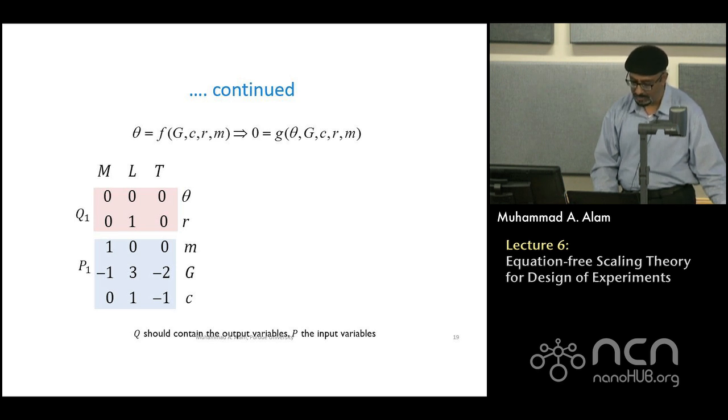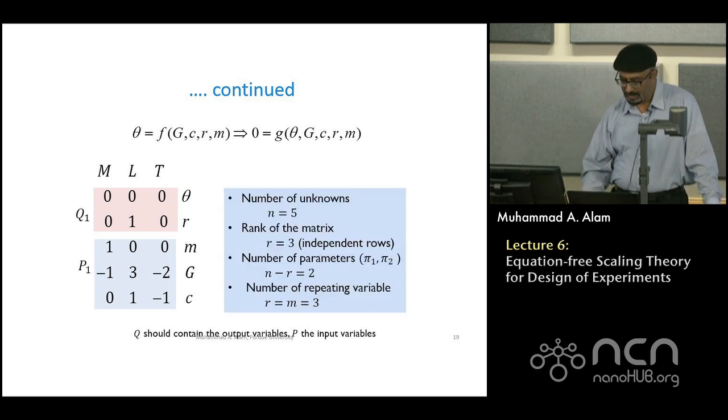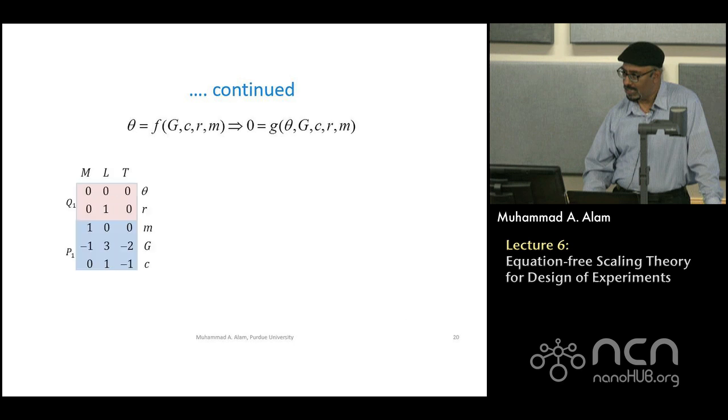The dimension of gravitational constant. c is the velocity of light. What is that? Centimeter per second. So again, you do that same thing. Number of unknowns is 5. Rank of the matrix, you put it in, is 3, and you have 2. And then the number of repeating variables is the same as the rank. Right. So then you go through.